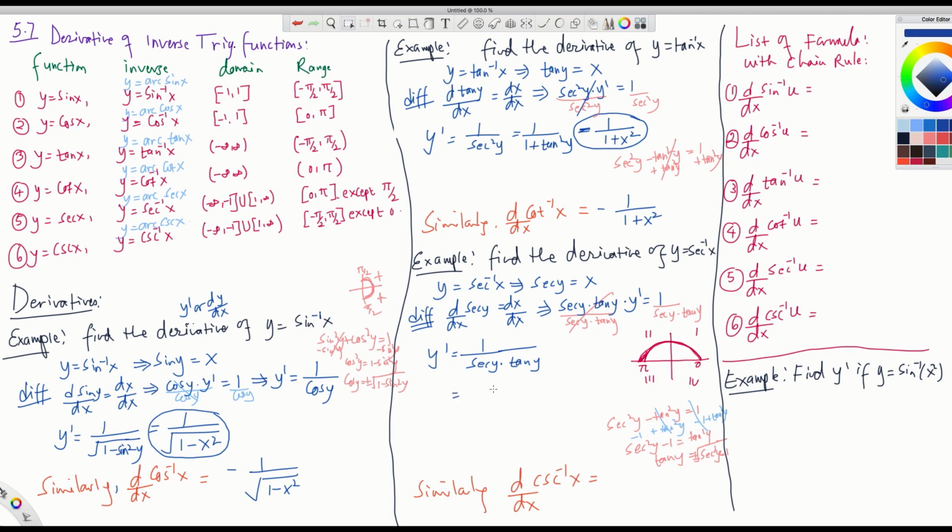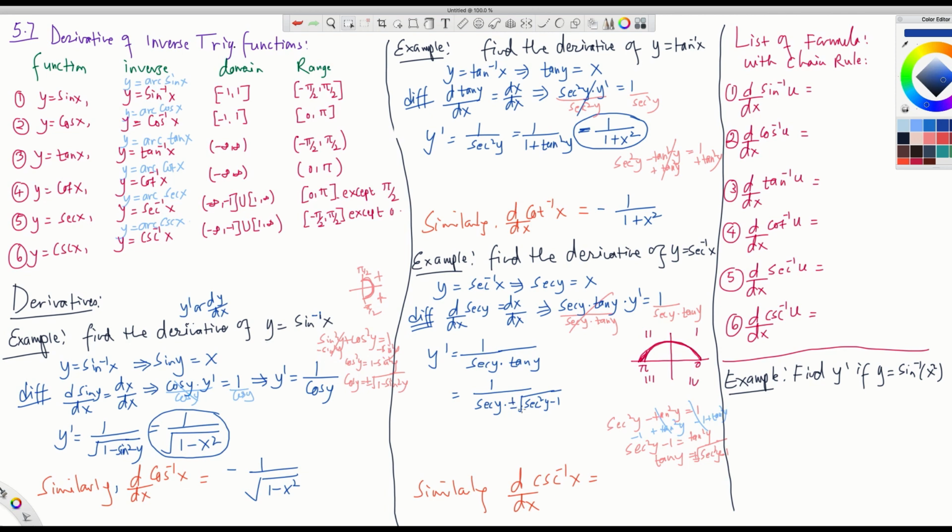So I want to write 1 over secant y times plus or minus the square root of secant squared y minus 1. Instead of writing both plus and minus, I want to do one thing. The product of these two must be positive. Either secant y is negative and that thing is negative, or secant y is positive and that thing is positive. So instead of writing that, I want to use x.